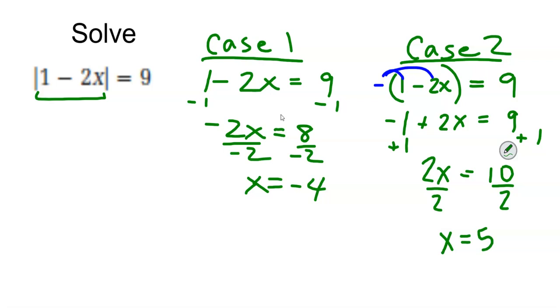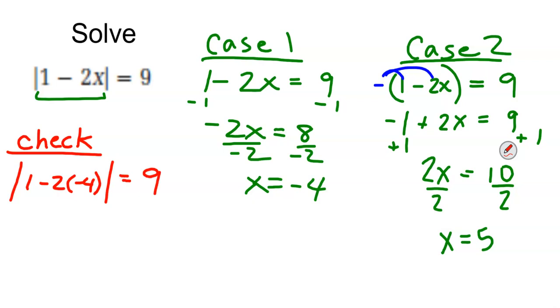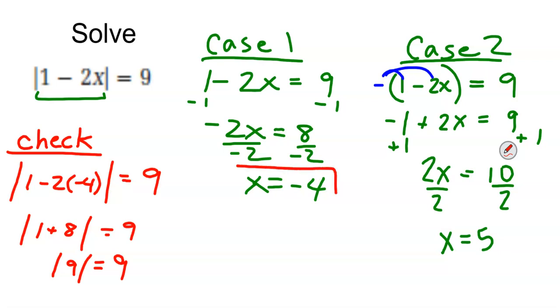So there it looks like I have two answers, but you have to check because sometimes you'll have roots that are extraneous. So I'm going to take that negative 4 and plug it in for the x in the original equation. So this is going to give me 1 minus 2 times negative 4, which is positive 8. So 1 plus 8. And the absolute value of 1 plus 8 is 9, which does equal 9. So I know that negative 4 is one of my answers.